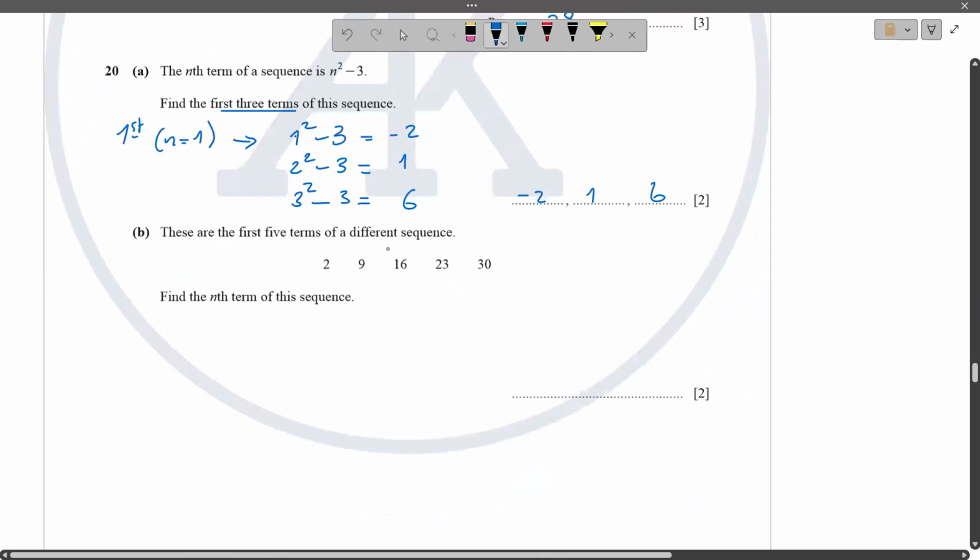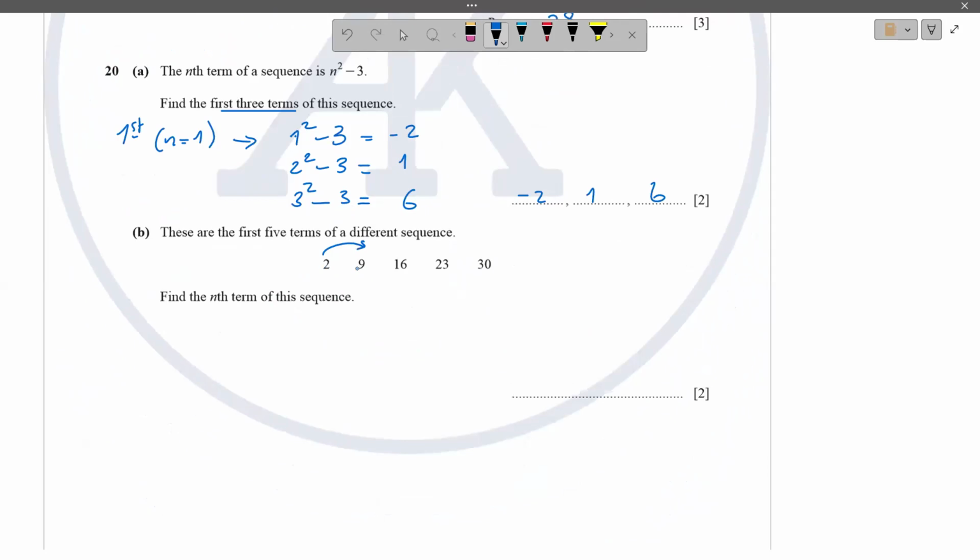These are the first five terms. We need to get the nth term. So let's check first: this is adding 7, adding 7. So the difference is 7. And we have the first term is 2.